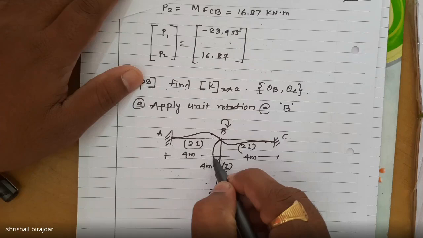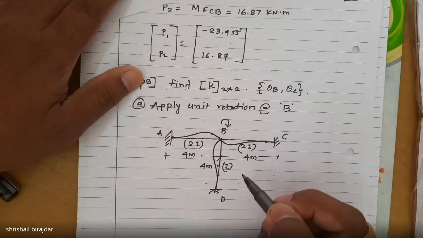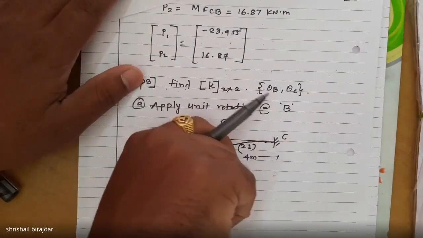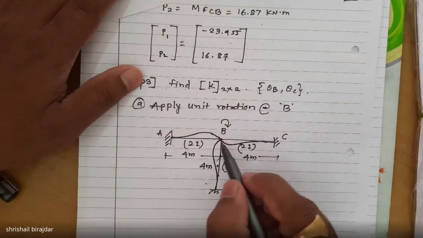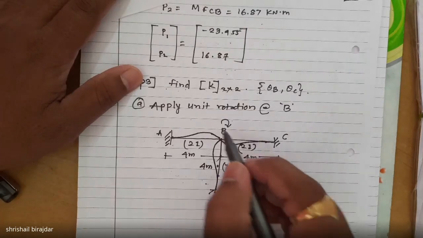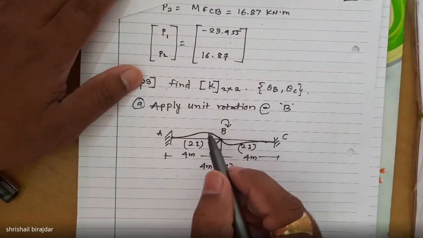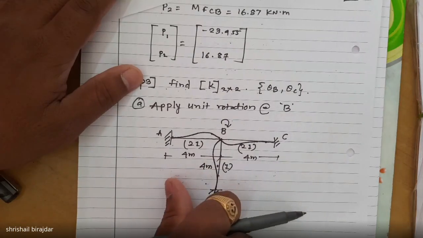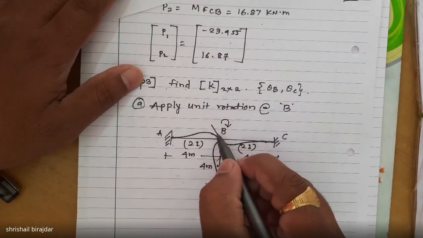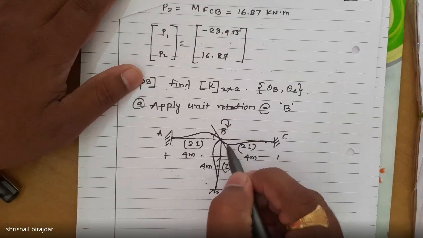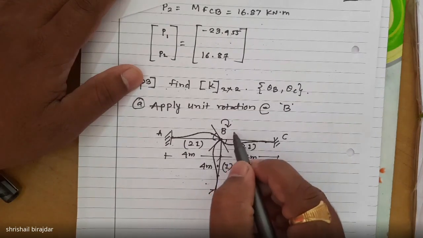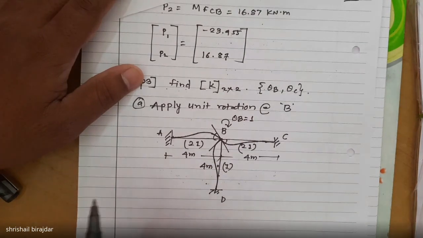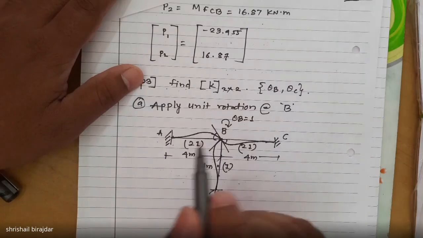Okay, you just see, I'm just applying unit rotation. You need to twist here. When you apply the unit rotation at B location, this particular frame is deflected like this. And here we'll get the theta B value. I'm just applying theta B unit rotation equal to 1, or moment equal to 1.